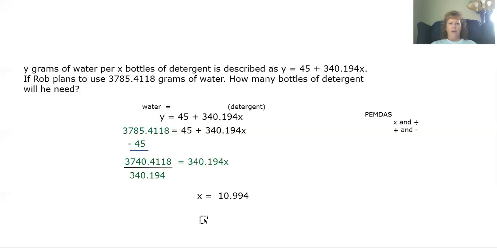So does that answer our question? How many bottles of detergent will be needed? Any amount over 10 will cause us to need another bottle of detergent. So we're going to need 11 bottles.